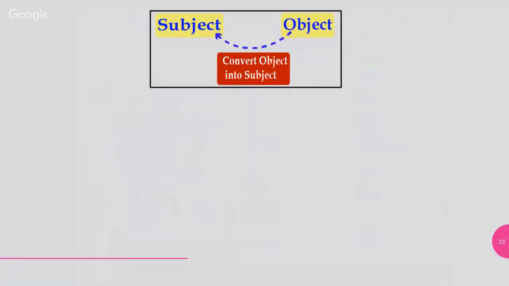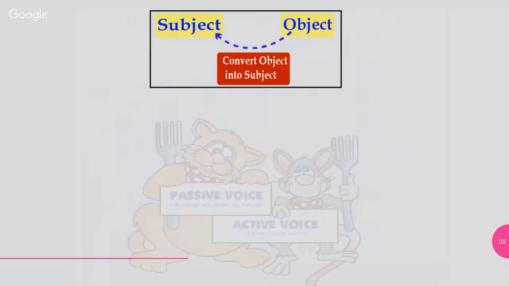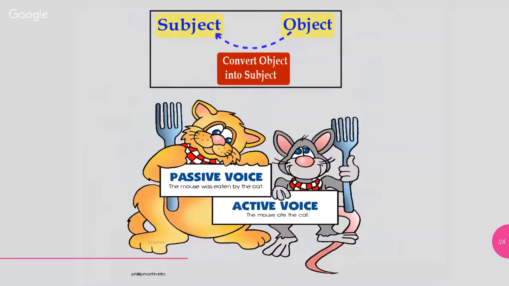So you have to make sure that you change the position of the subject and object when you change from active to passive or passive to active. Otherwise, this is the kind of sentence you will end up with, which is nonsense. The mouse was eaten by the cat. But if you forget to change the subject and object, that is, if you forget to flip-flop subject and object, you have a sentence like the mouse ate the cat, which is nonsense.